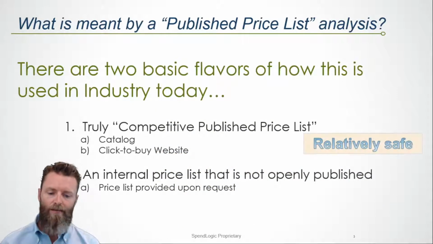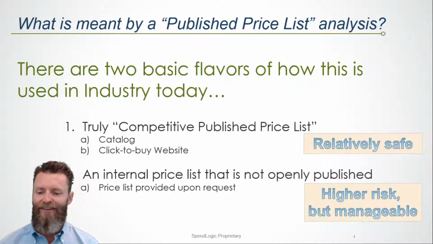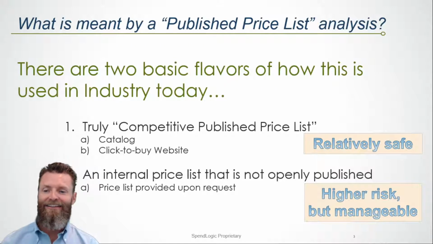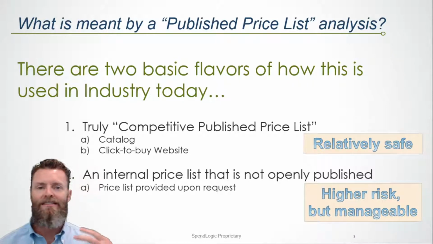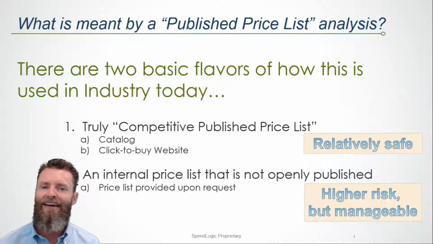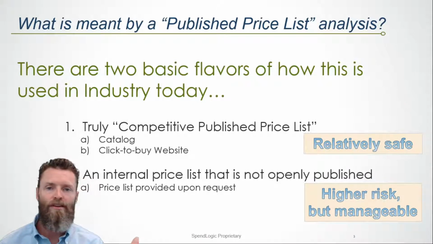When we talk about competitively published price lists, there are really two flavors that we're looking at, and quite honestly, one of these is far more common than the other. The first flavor is the by-the-book competitively published price list. That means you've got a website or some sort of catalog that's posted for people to view. The prices in that catalog are directly related to market forces. This is what people are buying and selling. You can go to the catalog anytime, and you can buy straight from the catalog.